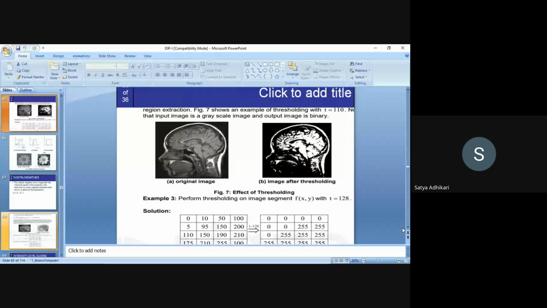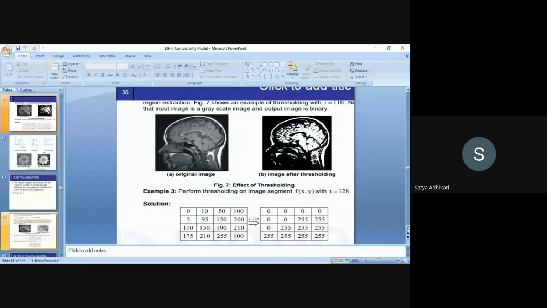The first matrix is the original gray level value of some pixels. Not all the pixels are given. The values of some pixels in the original image are given: 0, 10, 50, 100, 5, 95, 150, 200, 110. Here the threshold value taken is T equals 128. After thresholding, all the pixel values less than 128 are mapped to zero, and all the gray level values greater than 128 are mapped to 255. So we get a picture with only either the minimum, that is black color, or the maximum gray level value, the white color. So this is thresholding.